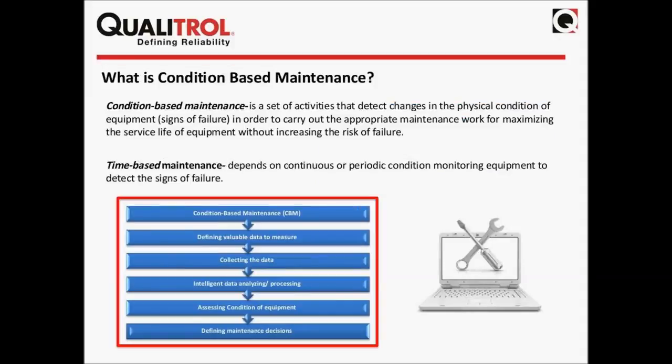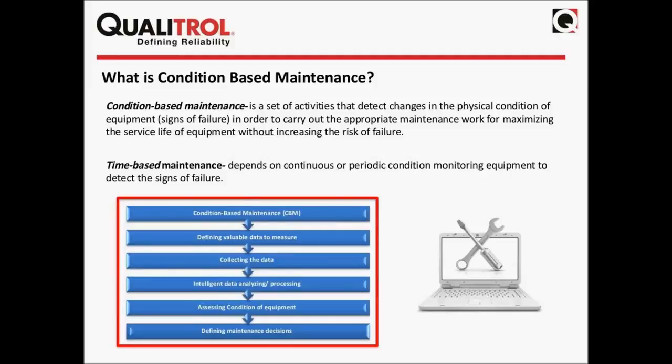So we'll talk a little bit about condition-based maintenance and how this fits into the programs for that. Condition-based maintenance is basically a set of activities that detects changes in the physical condition of equipment, so it's signs of failure, in order to carry out the appropriate maintenance or work for maximizing the service life of the equipment without increasing the risk of failure. It's a really long sentence and it's hard to chew on, but basically it's different than time-based maintenance, which is when somebody goes out and has to check the transformer every 6 months, every year, whatever the frequency and the pattern is, somebody goes out and checks the equipment from top to bottom to make sure that there's no sign of failure.